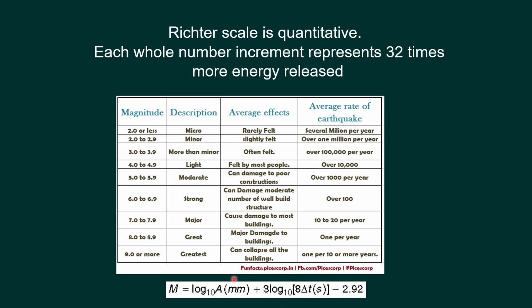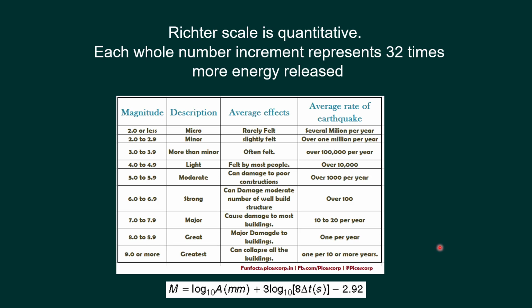What you do is you take the size of the largest S wave on a seismograph measured in millimeters, and then delta t, that travel time difference in seconds. You plug those two numbers into that formula, take a couple logarithms, 3 times the log, etc., etc. Subtract 2.92, and you'll get a number, generally a number between, let's say, 1 and 10.